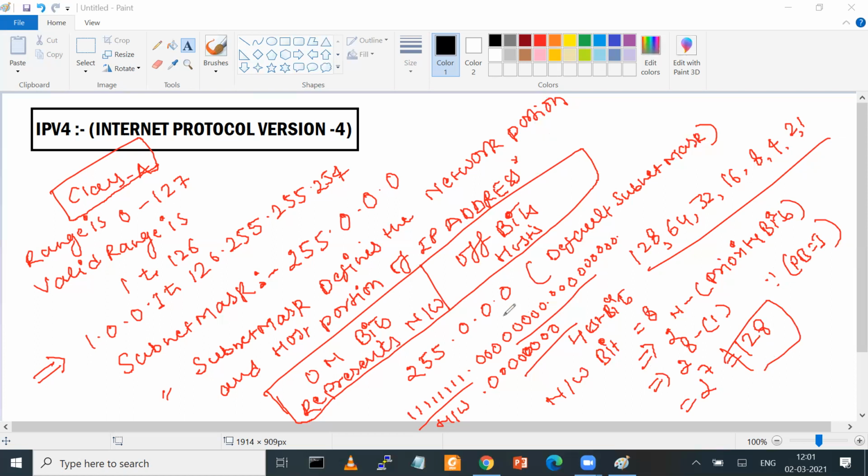So guys, the subnet mask will define network bits, and network bits define the number of networks which we can use in a particular class or IP.